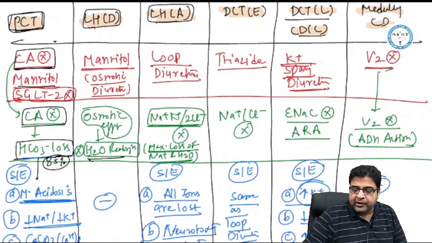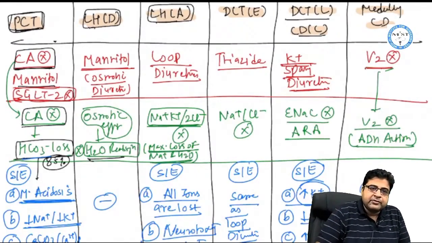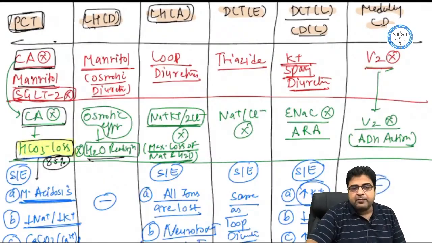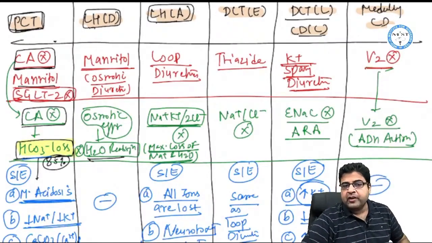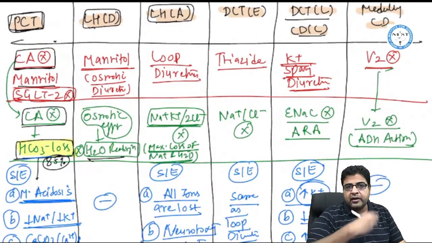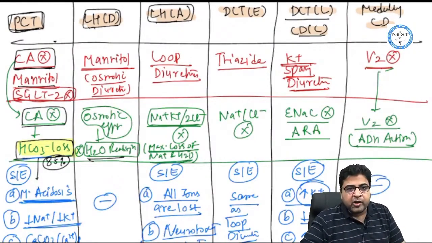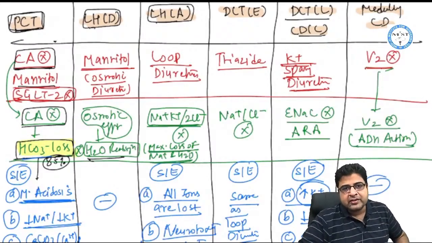Now guys, if you want to make up your concept, you can make the concept this way. Carbonic anhydrase inhibitors are mainly given to lose bicarbonate. So wherever you want to lose the bicarbonate, or wherever you want to achieve acidosis, give carbonic anhydrase inhibitor.